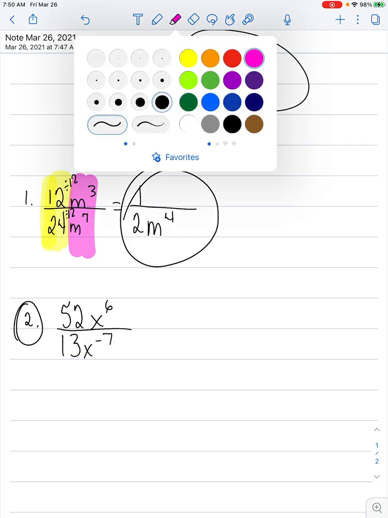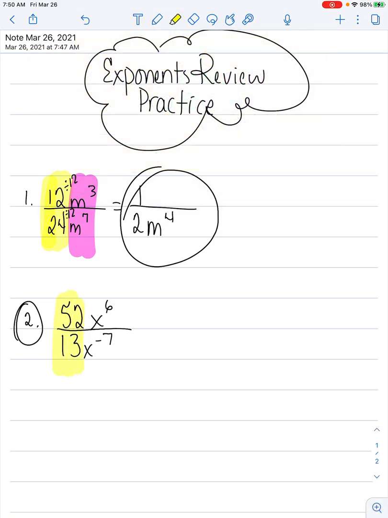So the first thing I see I need to do is simplify 52 over 13. And I happen to know that 13 times 4 gives me 52. So I'm going to divide both of these by 13. 52 divided by 13 is 4. 13 divided by 13 is 1.